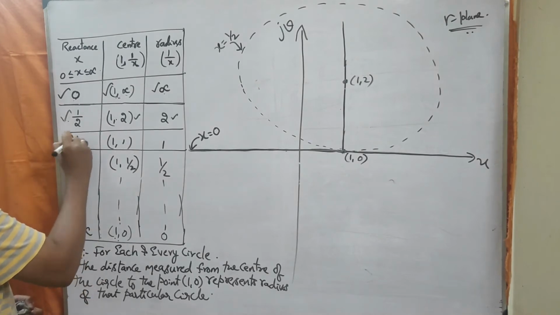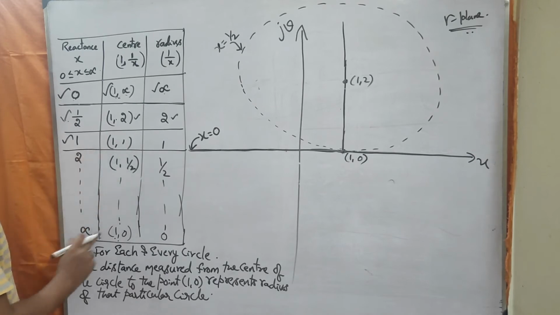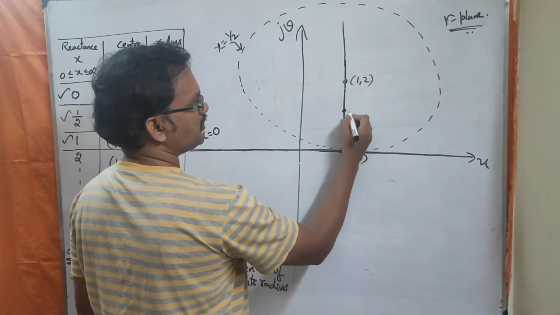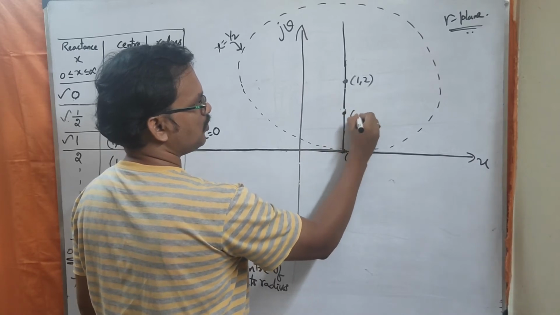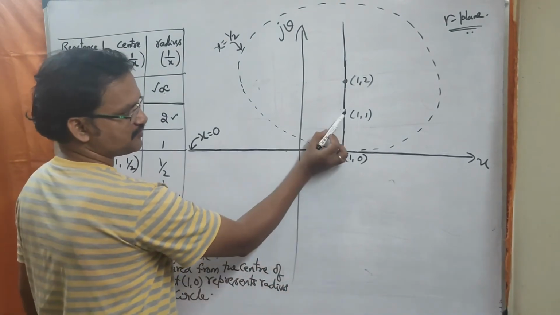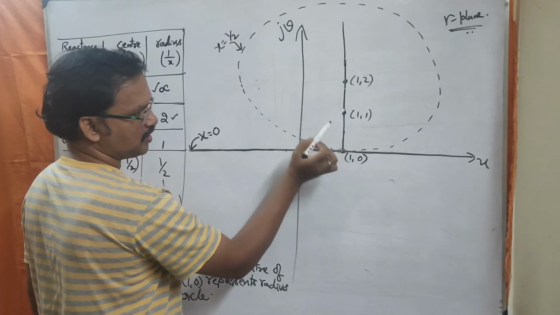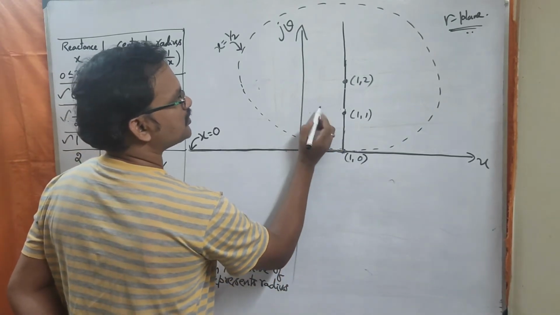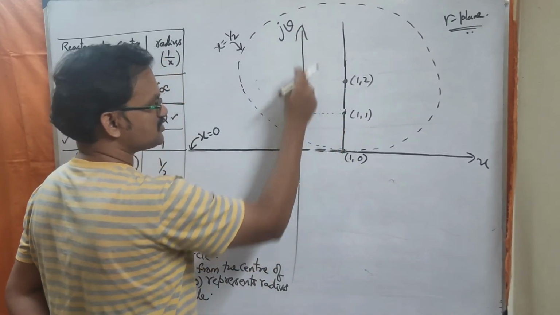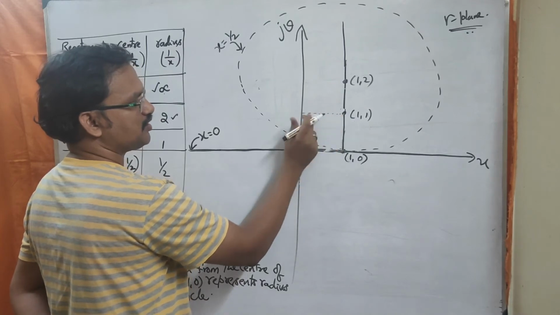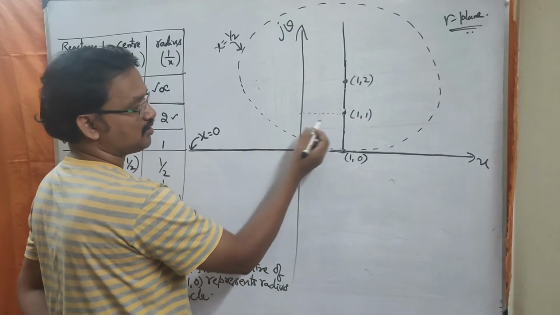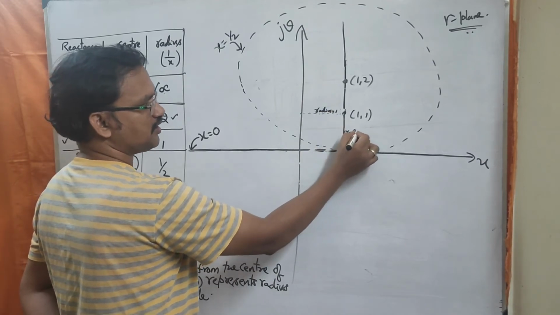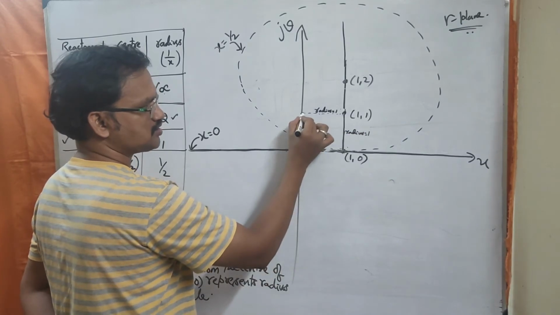Next we try to represent the x is equal to 1 circle. Its center is 1 comma 1 and radius is 1. Let us say this point is 1 comma 1. The distance from the center to 1 comma 0 represents the radius, so with this radius we have to draw the circle. The distance from the imaginary axis to this line, from here to here, is also 1. So this also represents radius equal to 1. So it has to touch this imaginary axis at this point.